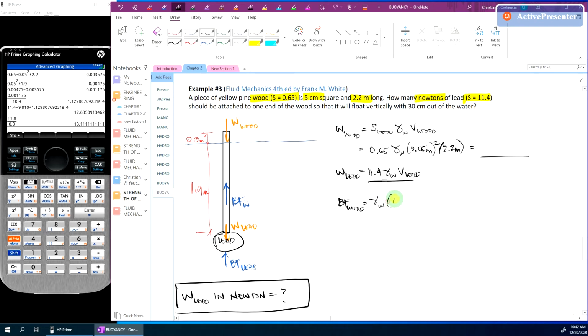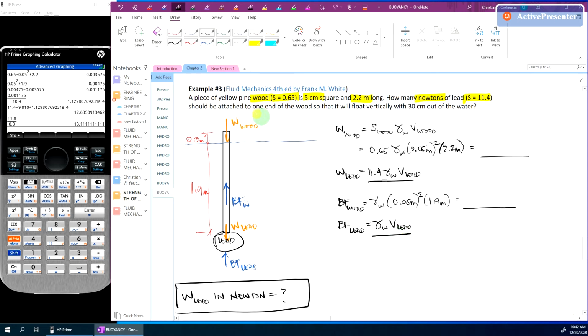So, that is, yung cross-section natin is 0.05 meter, then square. Multiply by the length na 1.9 meters. Okay? Then, lastly, para sa buoyant force acting doon sa lead, so, unit weight ng water times the volume of lead. Okay.